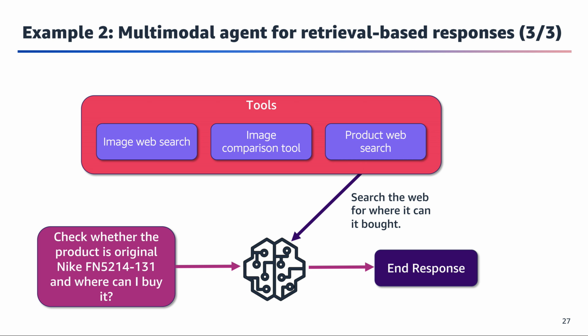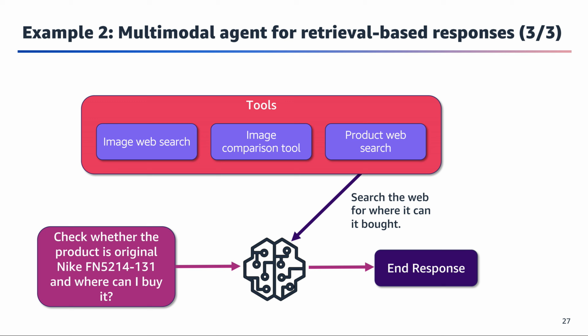In this final slide of the sequence, we see the complete workflow with the addition of the product web search functionality. After authenticating the product through image search and comparison, the system searches the web to find legitimate purchasing options for the Nike FN5214131. The process concludes with an end response that would provide the user with both authentication results and purchasing information.